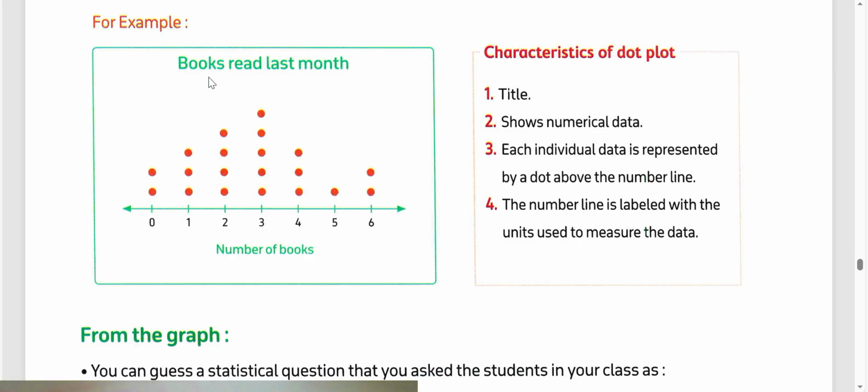We have the title, books read last month. 0 students read 0 books, 2 students read 1 book, and the number of students who read 3 books, 1 book, it will be 3 students. The number of books was 2. 1, 2, 3, 4. 4 students read 2 books last month.